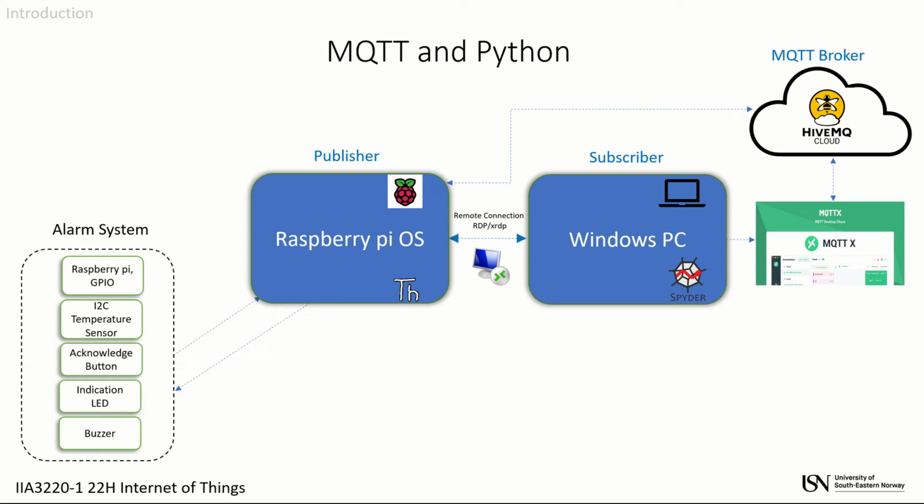and we are going to acquire data from the alarm system, from the temperature sensor, and Raspberry Pi will publish this data, and the Windows PC will subscribe to this data through this MQTT broker. And also we will demonstrate that data can be subscribed through the MQTT-X desktop client.